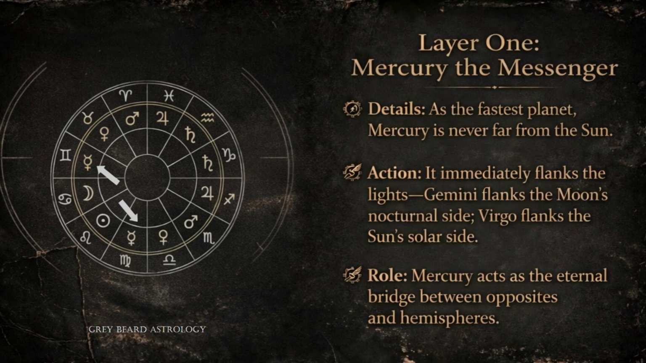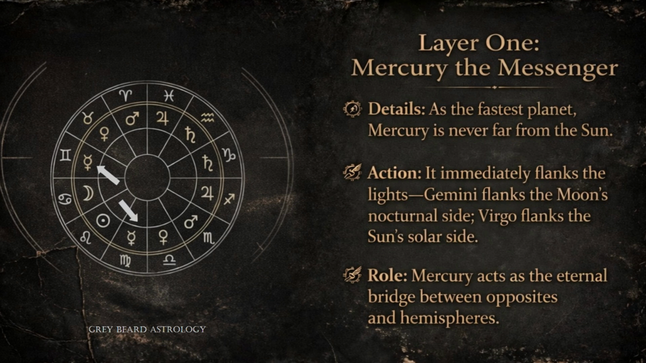And now what you'll notice is that we have a Mercury in a feminine sign of Virgo, and we have a Mercury that's in a masculine sign of Gemini to keep the polarity. That was the word, polarity. We need to keep the polarity going in all the signs, and this is what's fascinating. So this is layer one, Mercury, the messenger. Mercury is the fastest planet. Mercury is never more than one sign away from the sun. It immediately flanks the two lights.